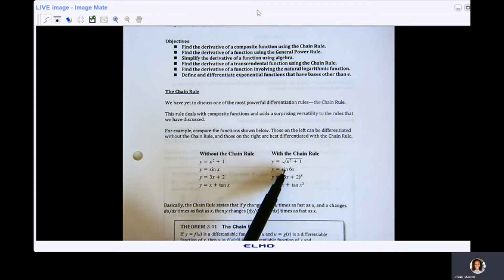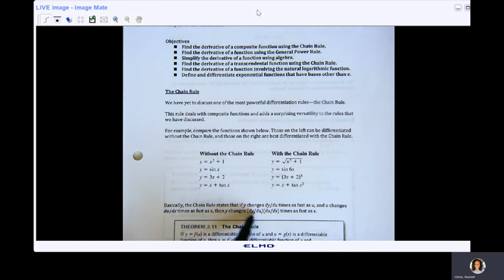Here, the second one, you've got the sine function, but then you've got 6x inside of it or within it. This third one, you've got a polynomial on the exterior, you've got this exponent of 5 on the exterior, and then within, you've got a linear function, 3x plus 2. Here, you've got x, which is linear, plus tan of x squared. So not only just tan, but now you've got an x squared function within the tan.